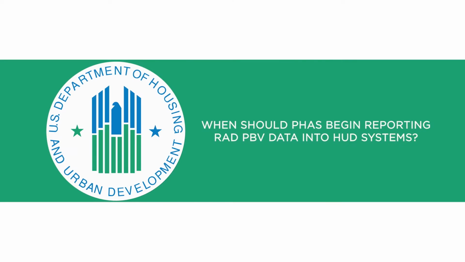When should PHAs begin reporting RAD PBV data into HUD systems? We reviewed the basics of what is required for each system, PIC and VMS. It is important to understand when you need to start reporting RAD PBV data. For PIC, PHAs need to start reporting RAD PBV data into PIC immediately after the RAD conversion. For VMS, PHAs need to start reporting RAD PBV data from a non-CAT RAD 1 conversion into VMS on January 1st after the first full year of funding.